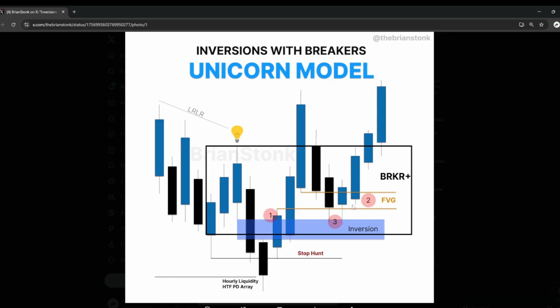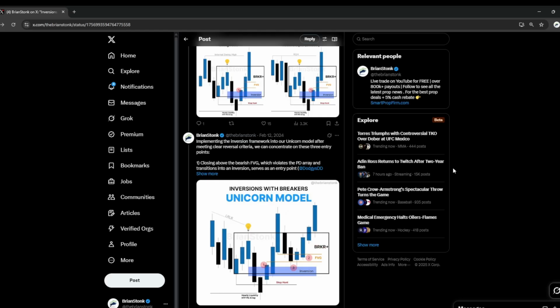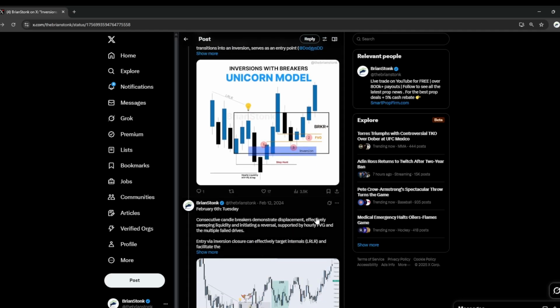Just many wicks and PD arrays looking for holding price higher. We have the fair value gap. We have the inversion. We have the breaker. And then we already did a stop hunt. If we're already bullish on higher time frames and also bouncing back in the high time frame PD array, this is pretty much a ballpark setup here.